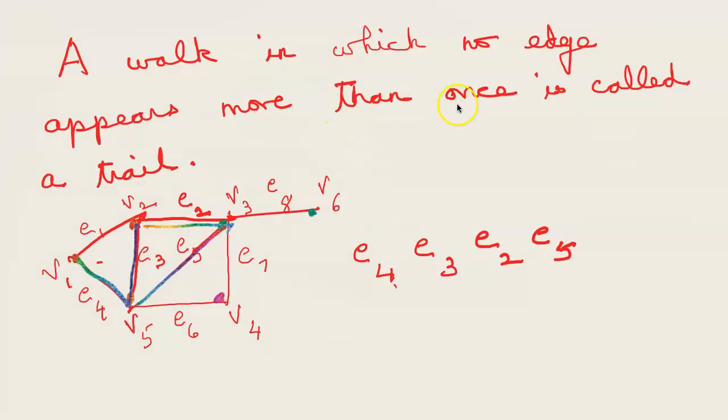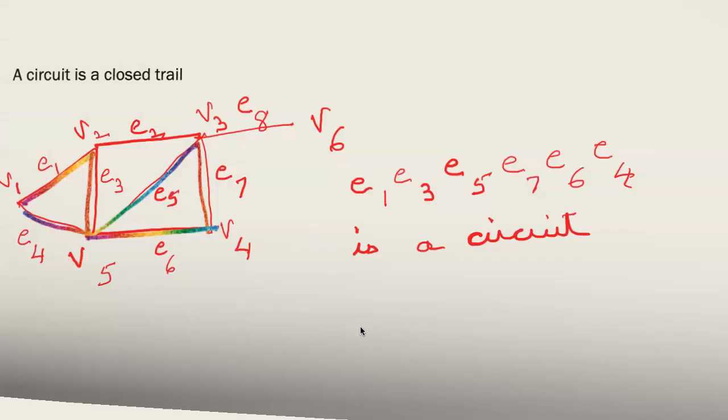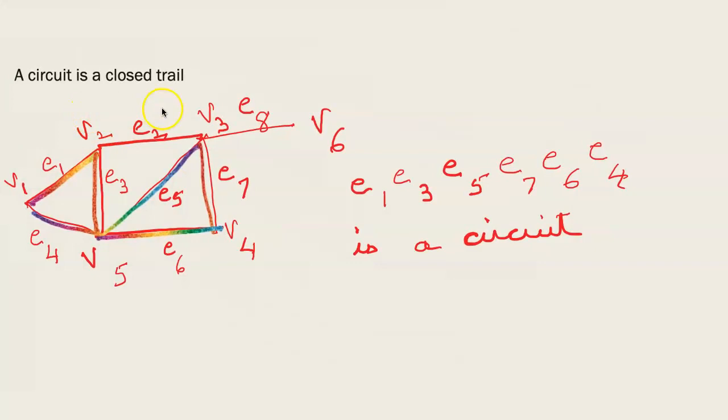A walk in which no edge appears more than once is called a trail. So we have E4, E3, E2 and E5. This is a trail of length 4. No edges repeated more than once. A circuit is a closed trail.